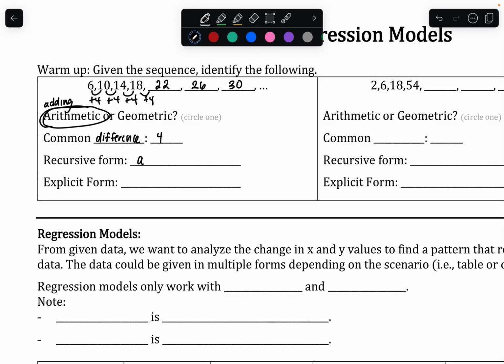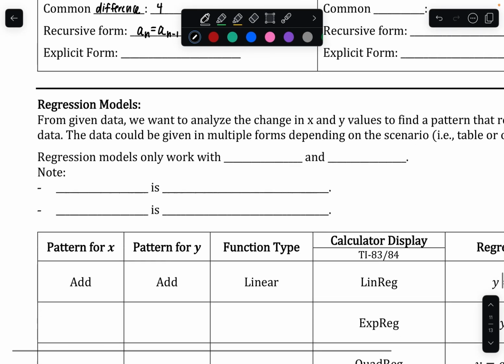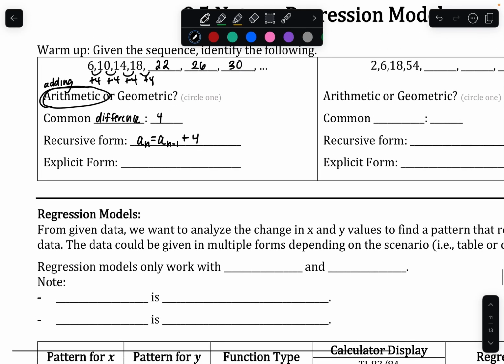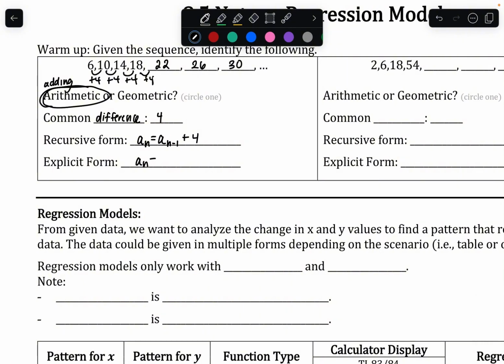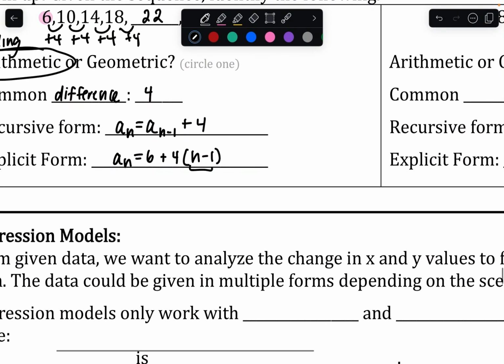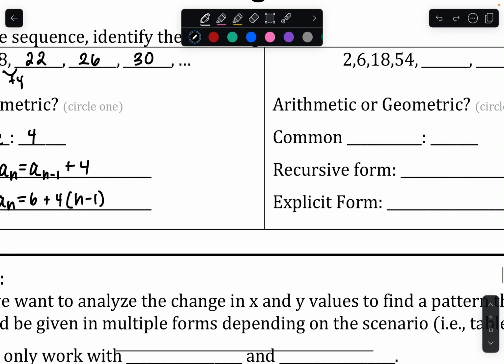So for recursive form, we say we can get to any term by taking the previous term and adding 4. For explicit form, we start with the first term, which in this case is 6, and we add 4 to it n minus 1 more times. So if I was going to the 5th term, I would have a 4 here. If I was going to the 100th term, I would have a 99 here.